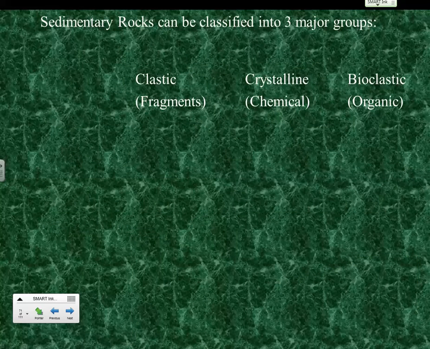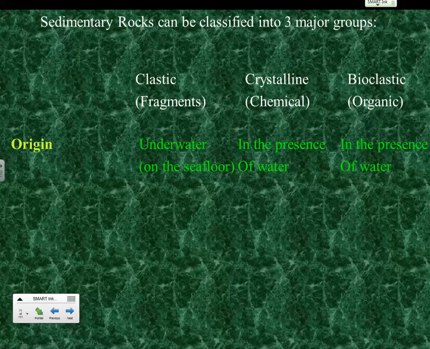The three groups that you can form sedimentary rocks into are kind of what I just mentioned in the last slide: the clastic rocks, the crystalline rocks, and the bioclastic, which are the organic rocks made from the dead things. But in all cases, these rocks somehow originate either underwater or in the presence of water.